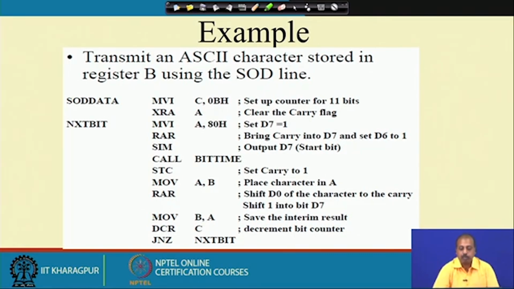Then we move the pattern 80 to this A register, that will set the D7 bit to 1. So, D7 bit, and then we rotate right. So, bring the carry into D7, and this bit shifts and D6 becomes 1. Then we execute the SIM instruction. So, this actually outputs the start bit.